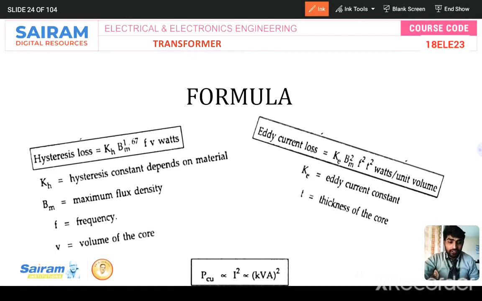Okay, thank you. In the next module we will discuss load and efficiency, and the condition for maximum efficiency of a transformer. Thank you.